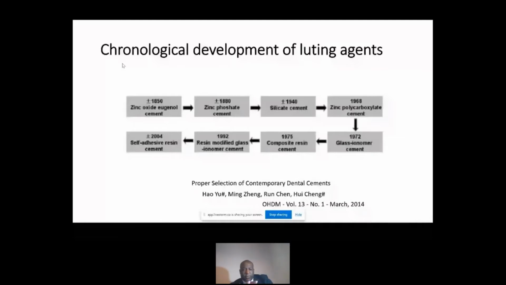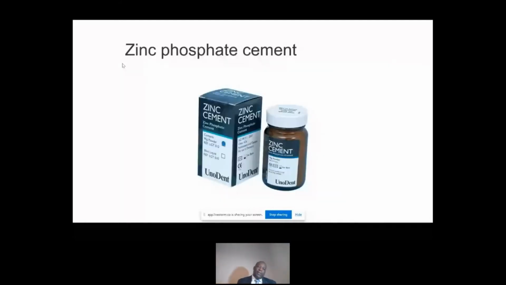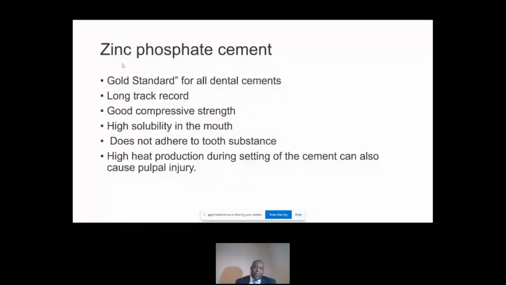So the very first cement that we're going to talk about is the oldest, zinc phosphate cement. Unfortunately, with this platform, I can't get your interaction. Is this the only cement that we have in our cupboards? It's very cost effective. And the next slide shows the main features of such a cement. And this is really the gold standard for all dental cements, because it's been available for over 100 years. It's got a long track record.